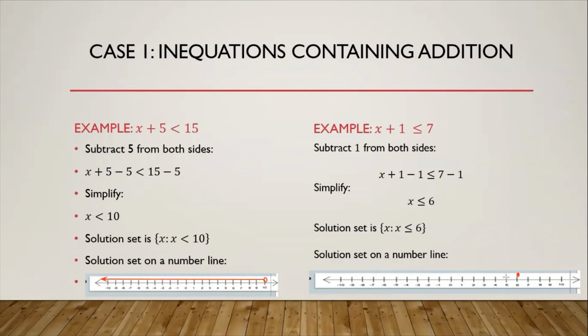And then you need to decide the direction. It says that x is less than or equal to 6. So less than 6 would be 5, 4, 3, and so on. So your arrow should draw in this direction. And that's it. So that's how you represent your solution on a number line.